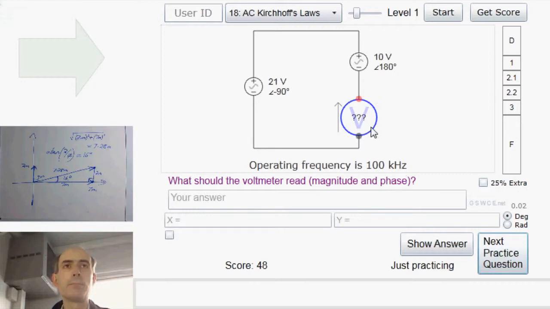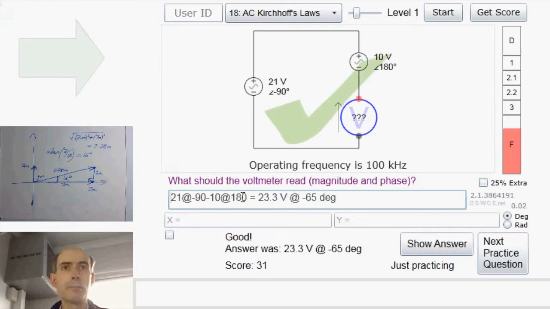A voltage one here. And again, just apply the same technique. We know that the total voltage from this point on the circuit to this point in the circuit must be the same. Therefore, 21 volts at minus 90 degrees must equal the unknown voltage plus 10 volts at 180 degrees. In other words, the unknown voltage is 21 volts at minus 90 degrees minus 10 volts at 180 degrees. Answer, 23.3 volts at minus 6.5 degrees.